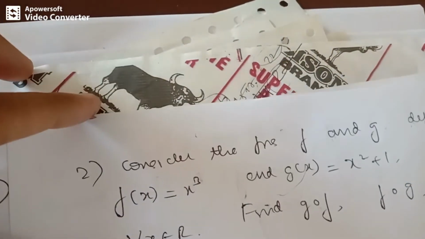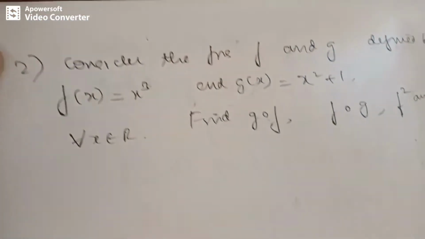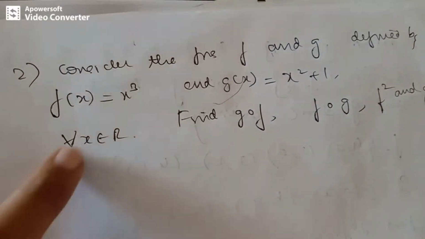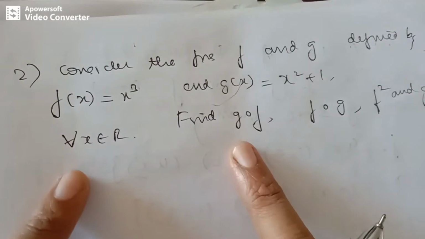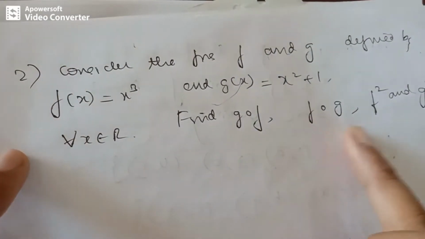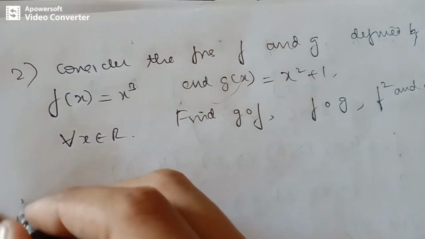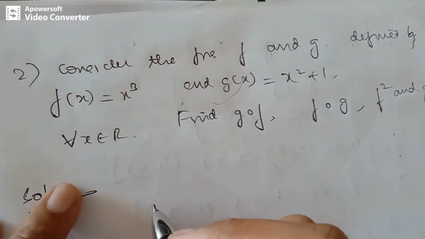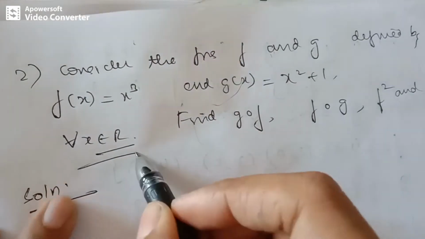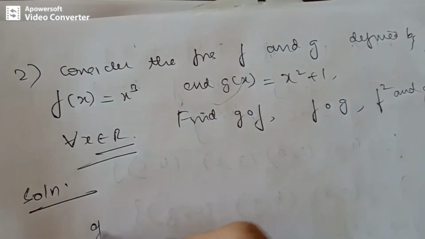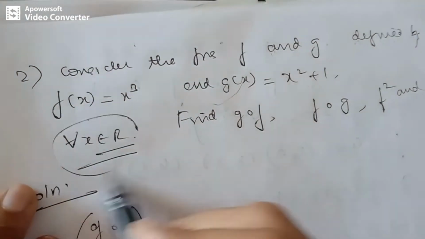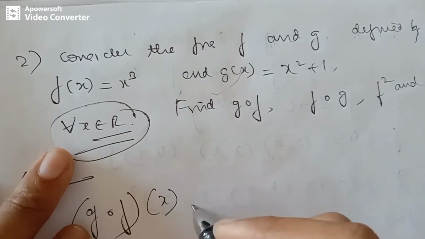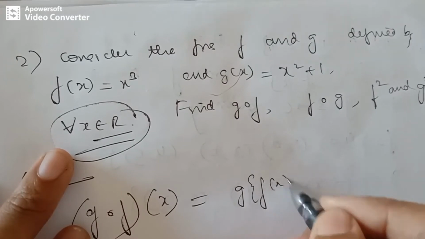In the next question you can observe a different variation, wherein you will be given what f of x or g of x is, and then we need to find g composite f, f composite g, f square and g square, and so on. We know that f and g are defined on the relation R. So we can find g composite f. It is based on x. So we can write g composite f of x is nothing but g of f of x.